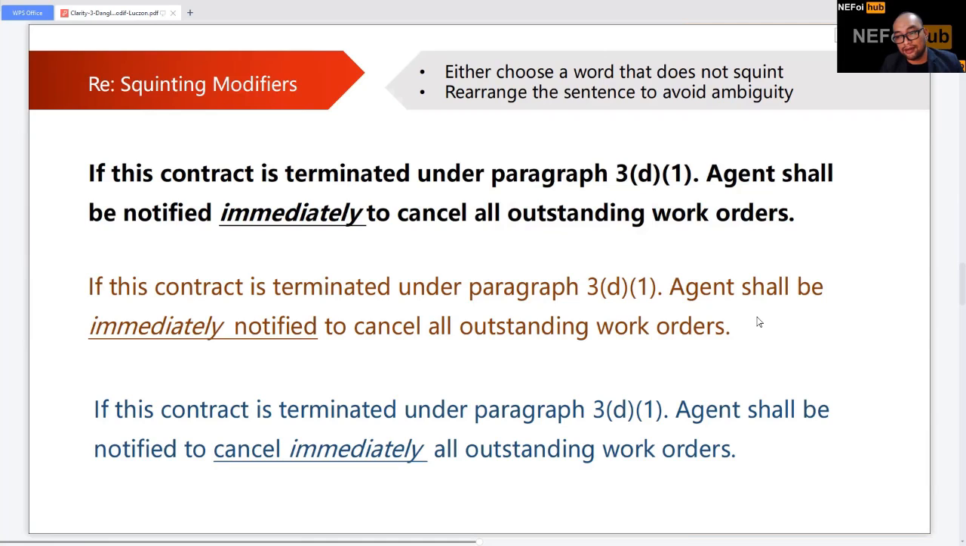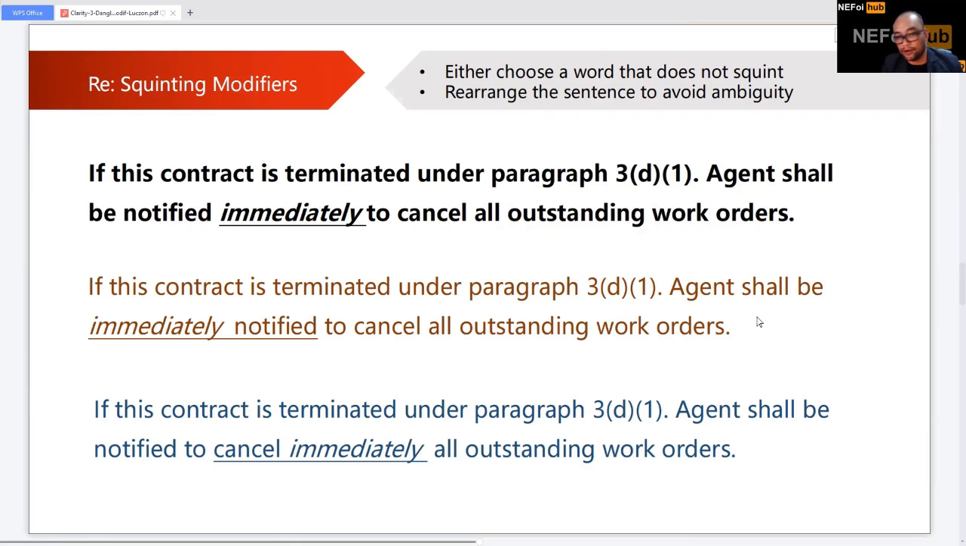So "agents shall be immediately notified" means we should inform the agents as soon as possible, or "agents shall be notified to cancel immediately." So once the contract is terminated, it should be enforced as soon as possible because it's immediate. So that's what it means.